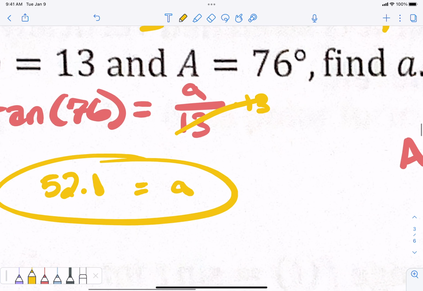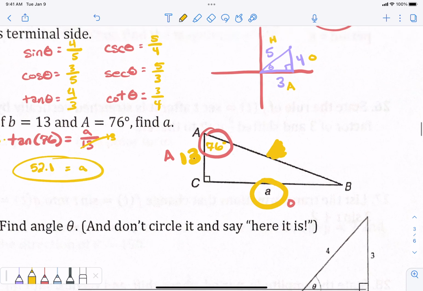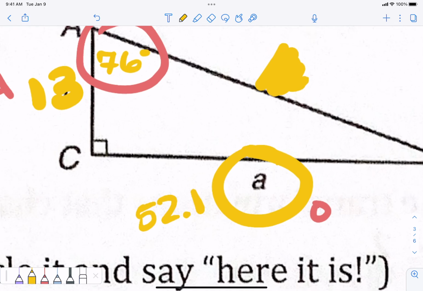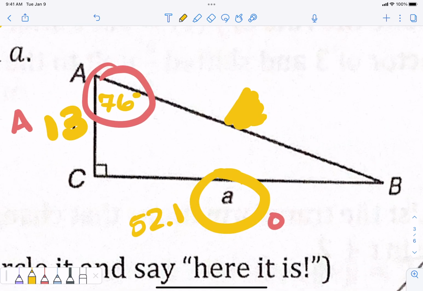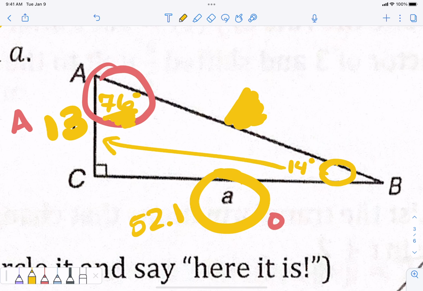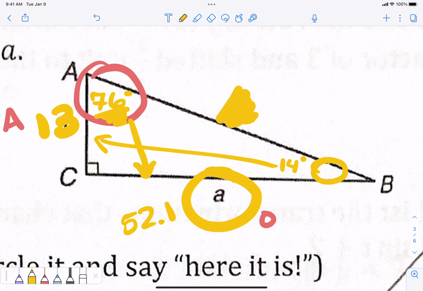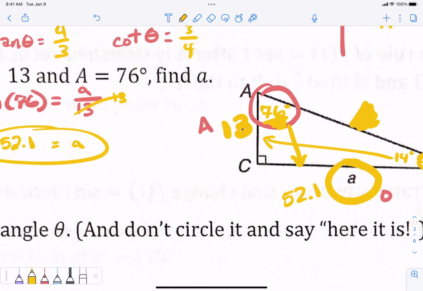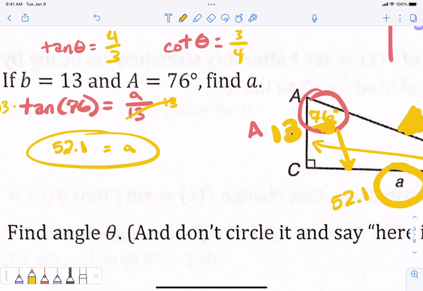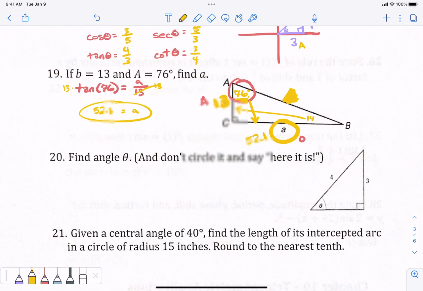Let's see if that seems appropriate. That's really different than little b. 52.1 versus 13. Why are those so different from one another? Look at the angle. If this angle's 76, what is this angle over here? Like 14 degrees. 14 is opposite of 13 and 76 is opposite of 52. So that is actually correct. 52.1 seems really big compared to 13, but that's why.